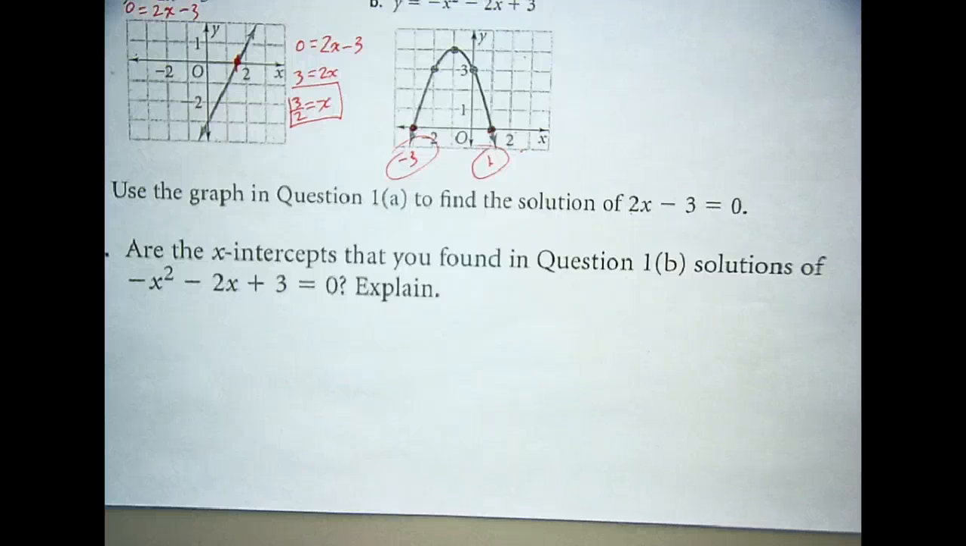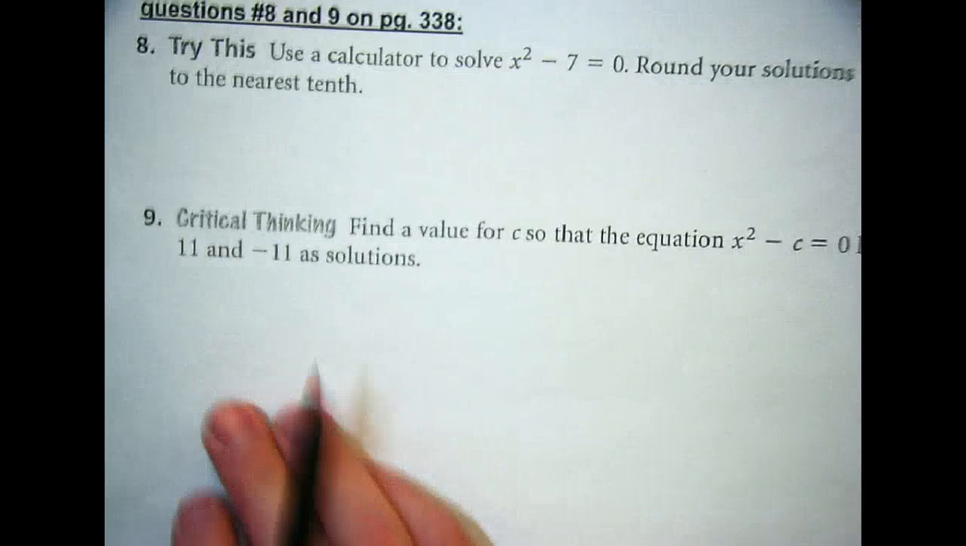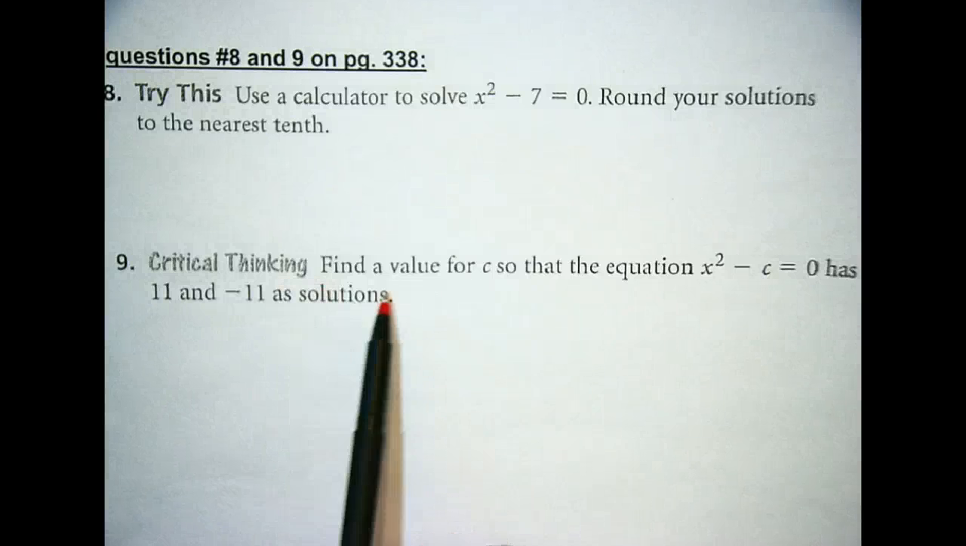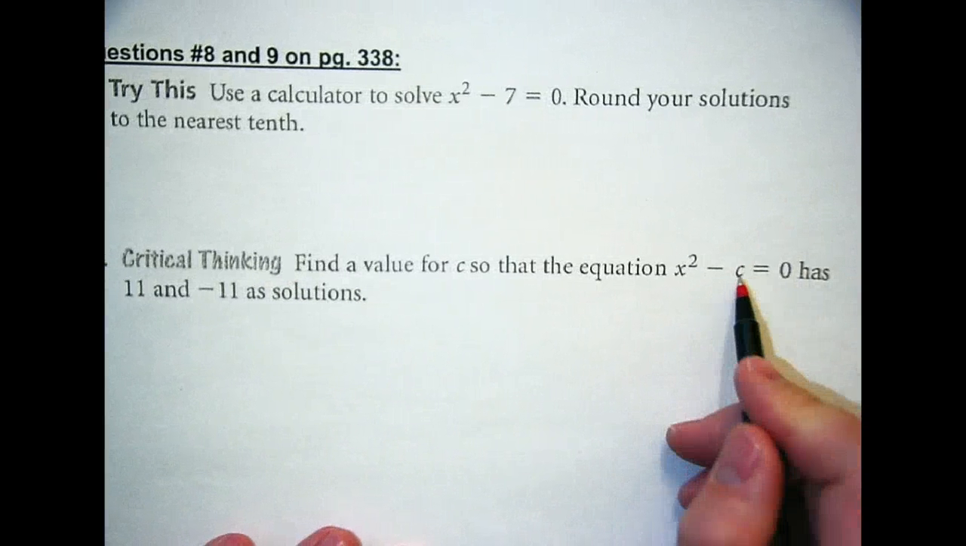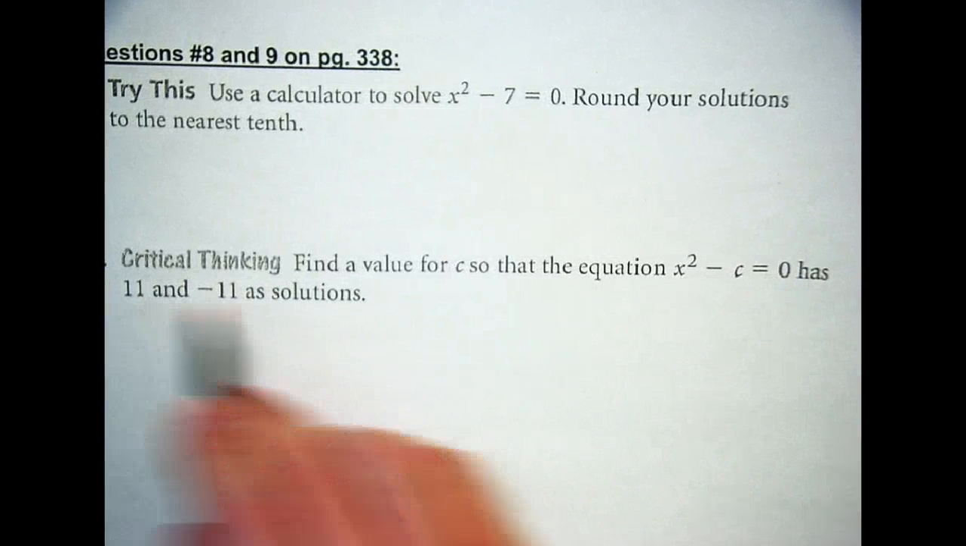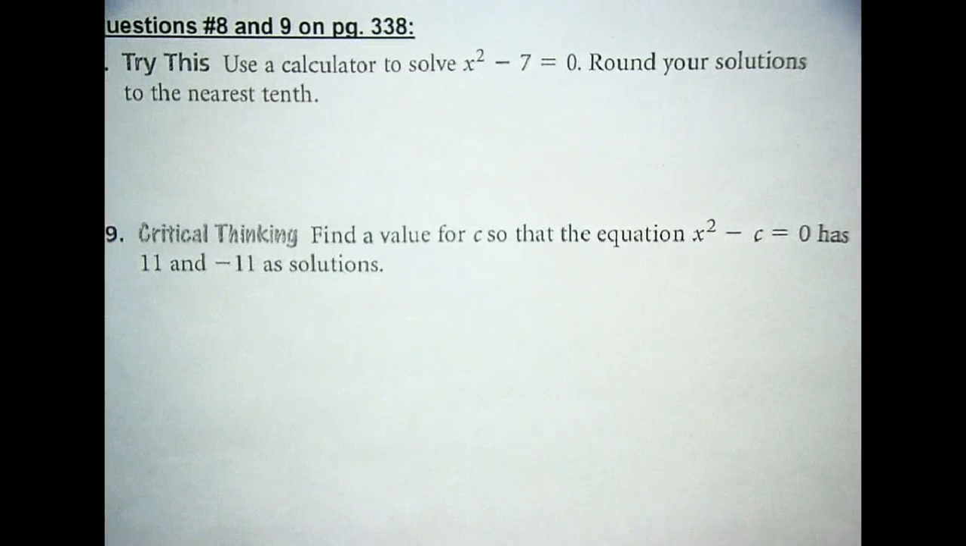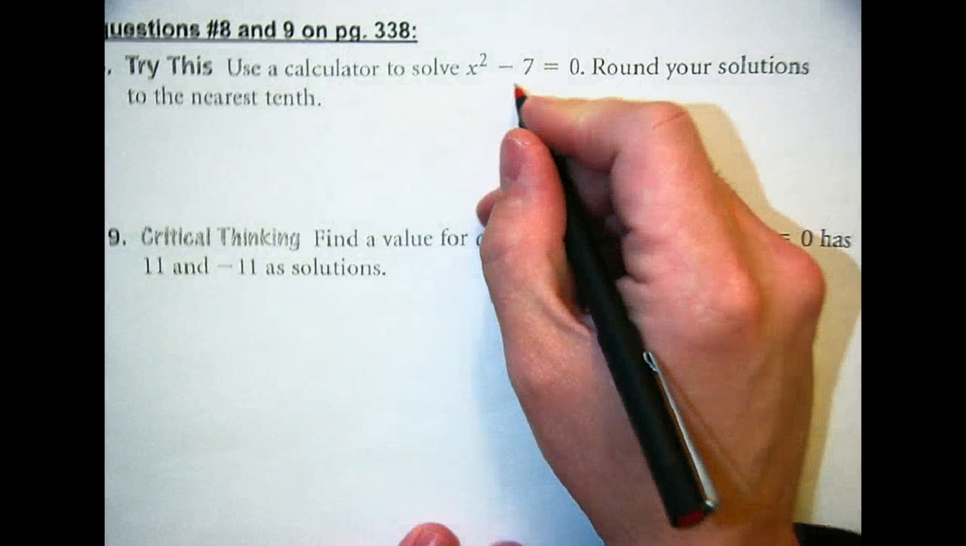All right, so that being said, I want you to take a look at number 8 here. It says use a calculator to solve for this, round your answer to the nearest tenth, and then find the values of c. You're going to put numbers in here so that this will have 2 solutions, 11 and negative 11. I want you to give it a go right now. All right, we're going to move on. X squared minus 7 equals 0. What's our answer?